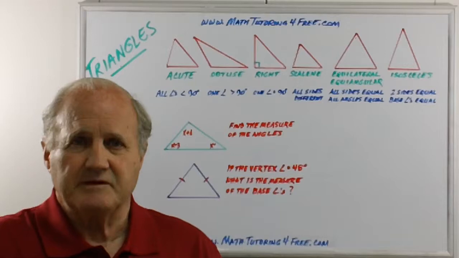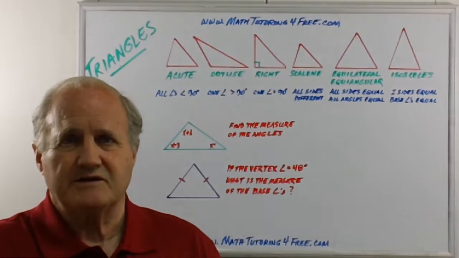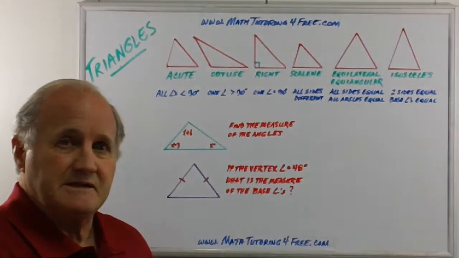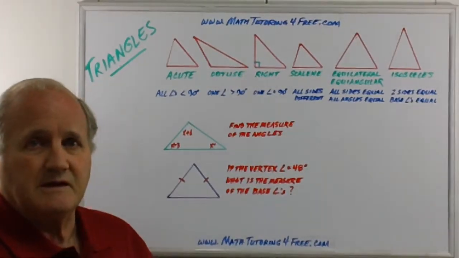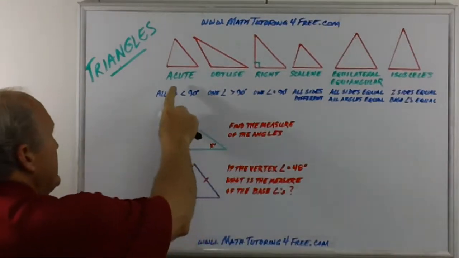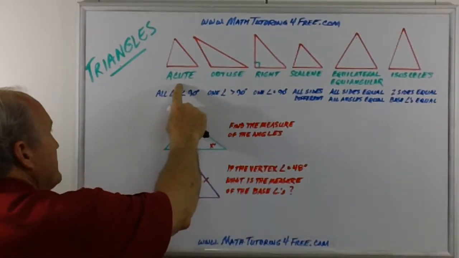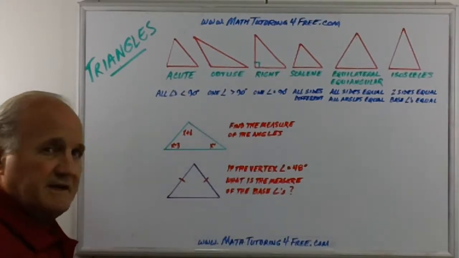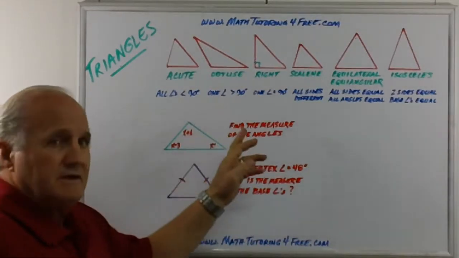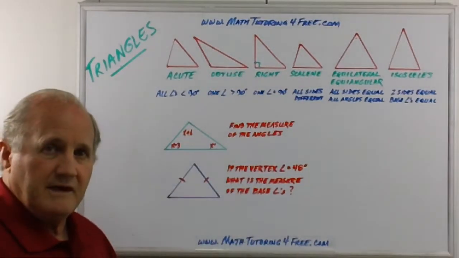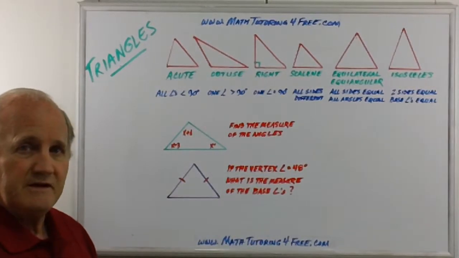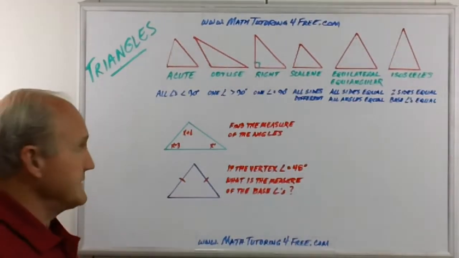And first I'd like to make sure we understand the classifications of triangles. We classify triangles based on their angles and also their sides. If we look at the first one here, an acute triangle is simply one where all angles are less than 90 degrees, all acute angles. An obtuse triangle would be one with one angle obtuse. Obviously you can't have more than one, or we would have greater than 180 degrees.